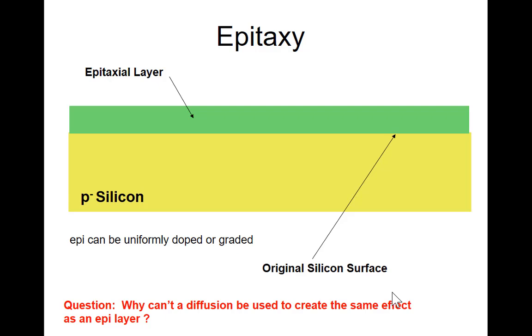It is measured in nanometers instead of microns. With epitaxy you get more uniformity, you get a crystal structure, and you can get a much thicker layer.